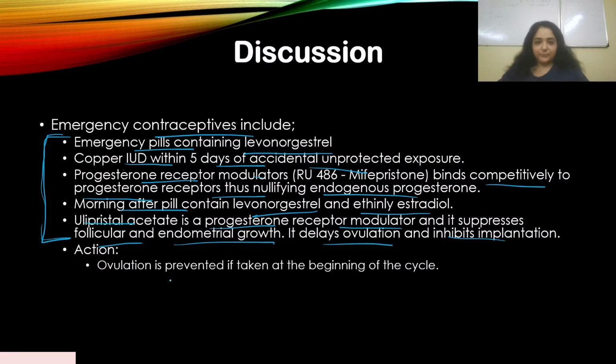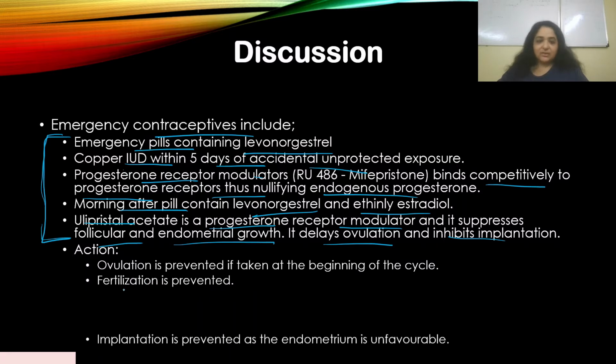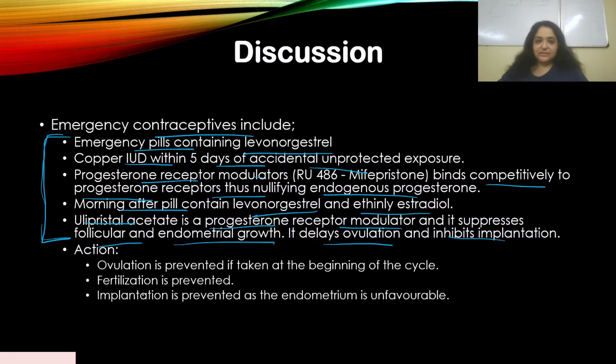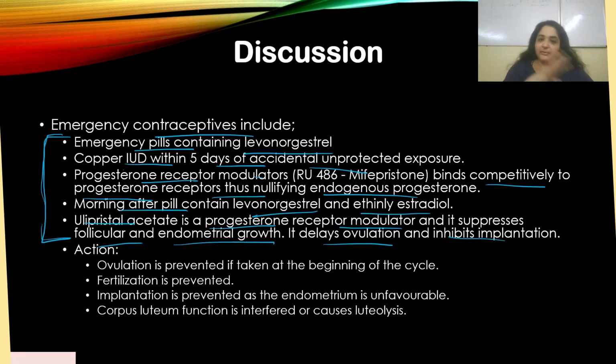How do they work now? Ovulation is prevented if taken at the beginning of the cycle. Fertilization is prevented, that's how they work. Implantation is prevented as the endometrium is unfavorable. Corpus luteum function is interfered with or causes luteolysis. I have not discussed pills in this, these are emergency contraceptives. Pills I have discussed later on, so I'll come to that later. We are going to repeat the same information again, so just focus. Now you've understood lactational amenorrhea, now look at the emergency contraceptives that are available.